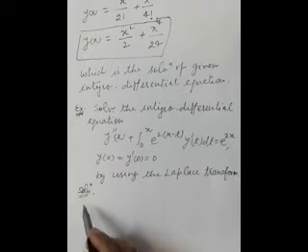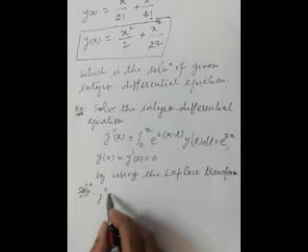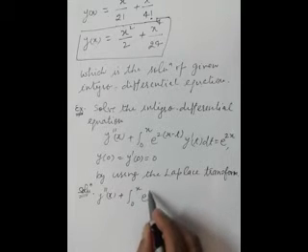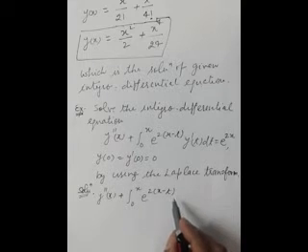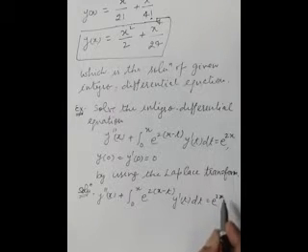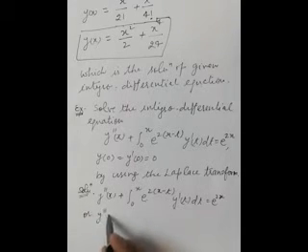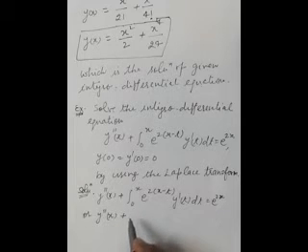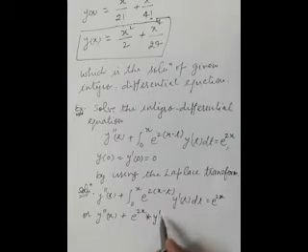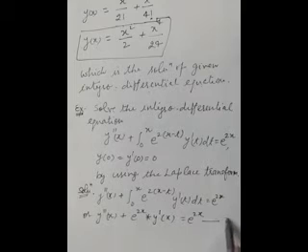Solution: given integral equation is y double dash x plus the integral from 0 to x of exponential of 2(x minus t) y dash t dt equal to exponential of 2x. This integral equation can be written as y double dash x plus the convolution of exponential of 2x and y dash x equal to exponential of 2x. This equation is denoted by 1.